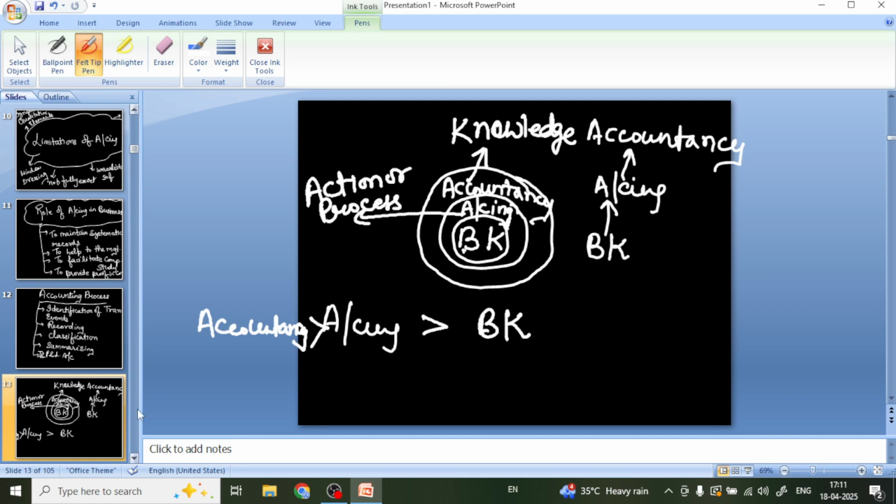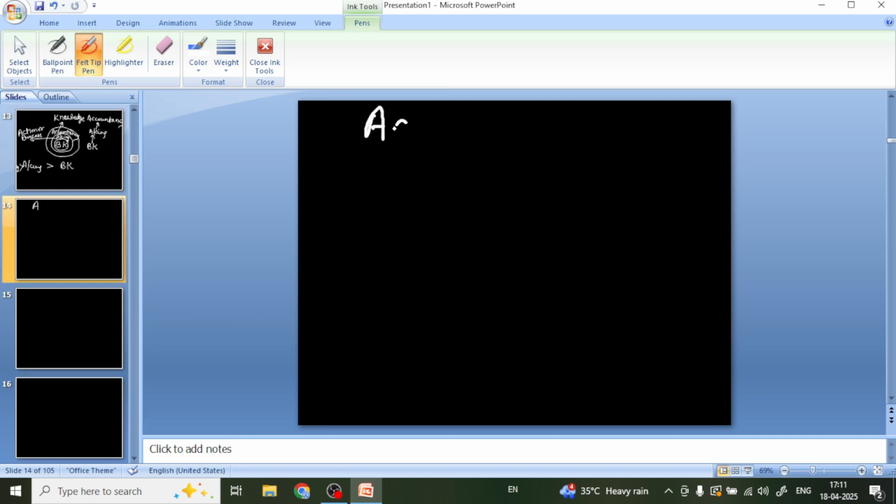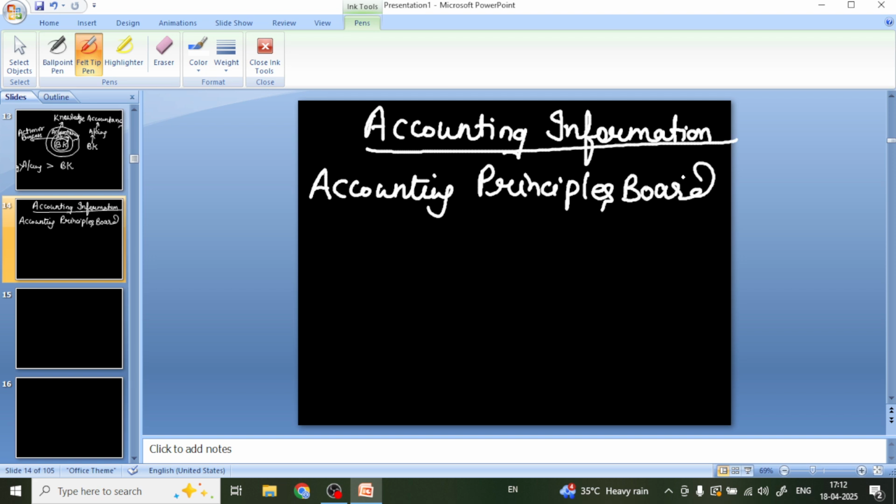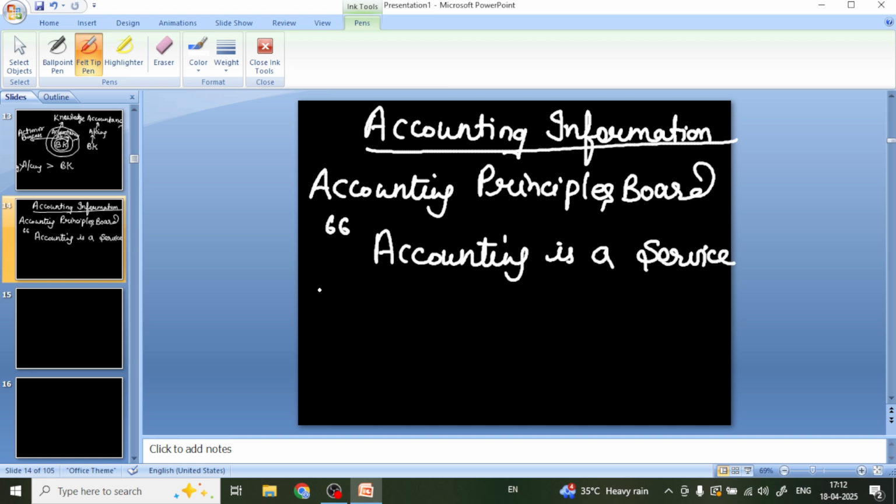Now the next topic is accounting information. According to the Accounting Principles Board, accounting is a service activity.